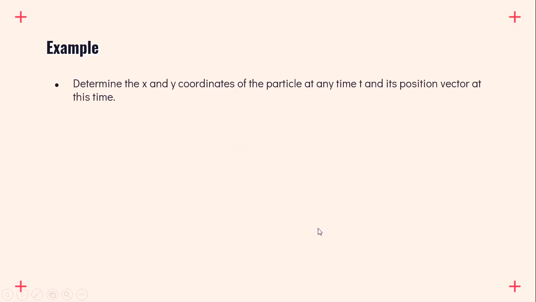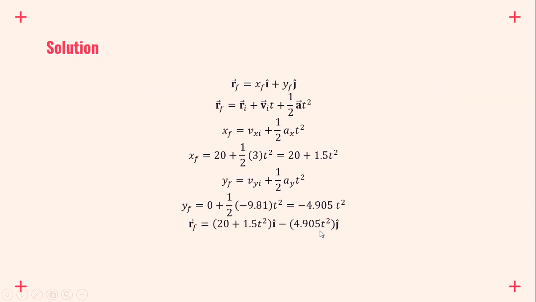So another example: determine the x and y coordinates of the particle at any time t and its position vector at this time. So we solved for velocity for the earlier two examples. Now we solve for the position. Our position vector r is equal to xi plus yj. Rf is equal to xfi plus yfj. And we also know that Rf is equal to Ri plus Vit plus 1/2 At squared. So how do we proceed from this?